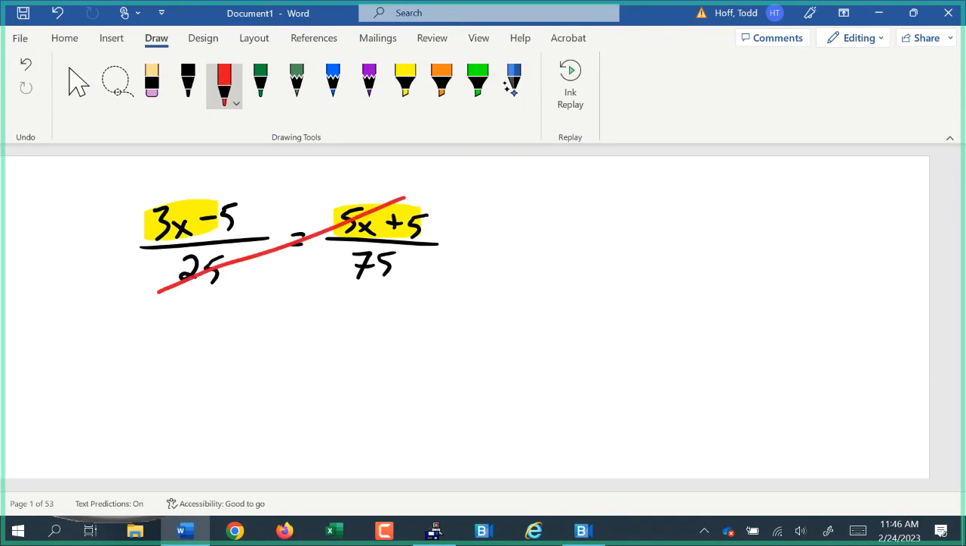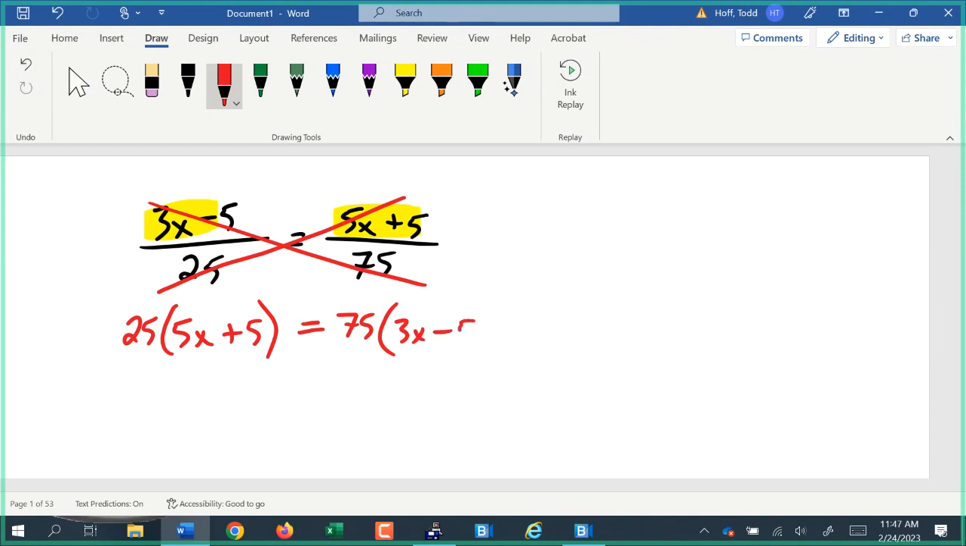So going in this direction, we have 5x plus 5 times 25, or I'm going to write it as 25 times the 5x plus 5 in parentheses. And that has to equal the other cross product. So going this way, we have the 3x minus 5 times 75. So again, I'll write the 75 first. Then in parentheses, the 3x minus 5. And now it's just solving the equation to find the value of x.